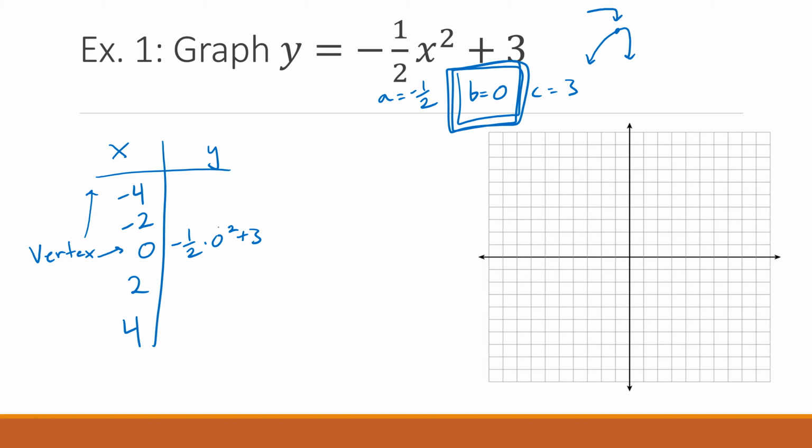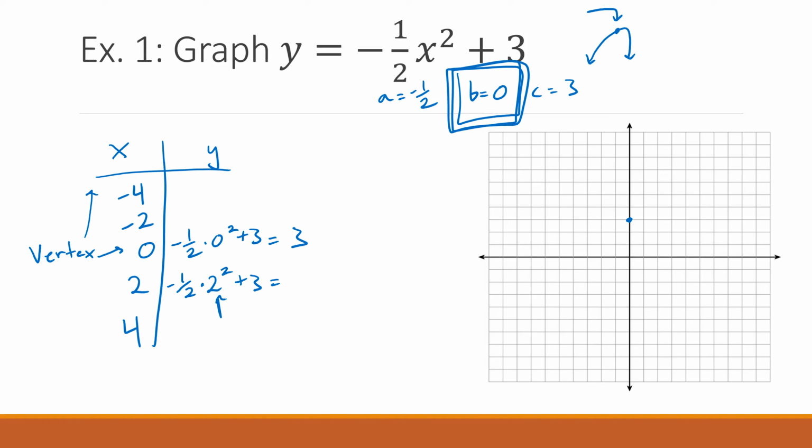Well, 0 squared is 0 times -1/2 is 0 plus 3 equals 3. Nice, and let's plot that point. Over 0, up 3. When I plug in 2, -1/2 times 2 squared plus 3. Remember, good order of operations, do the exponent first.